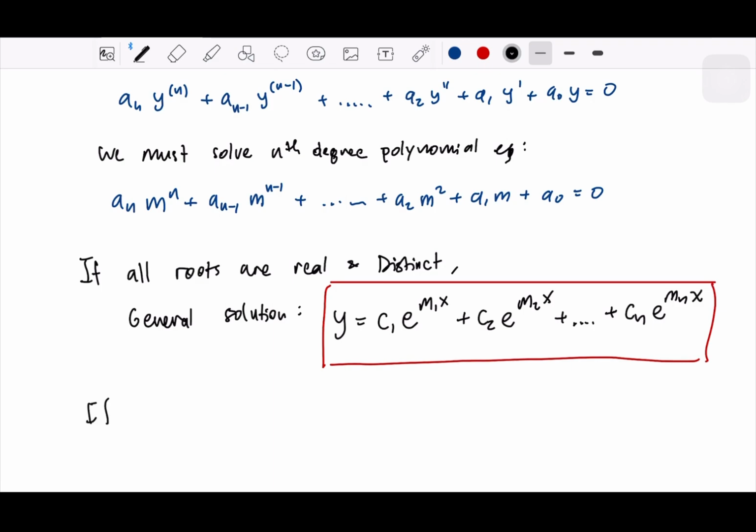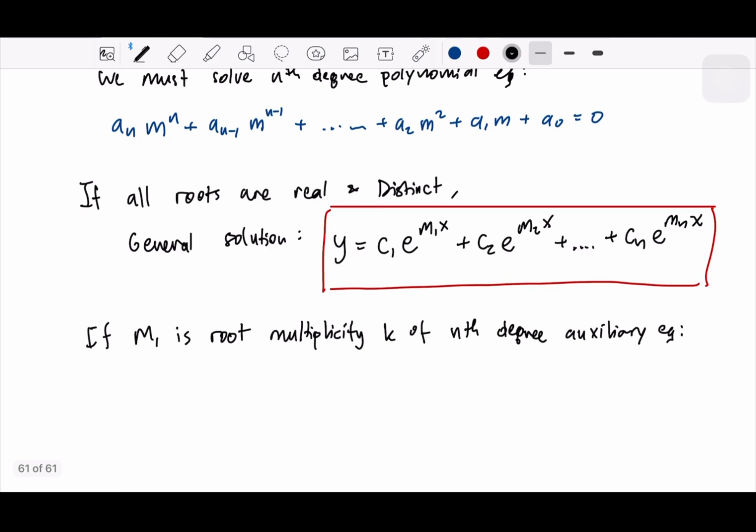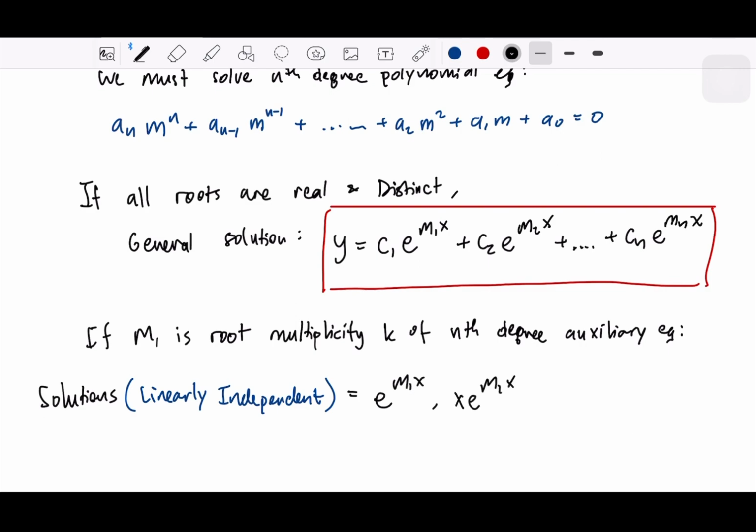If m1 is a root multiplicity, which means it's going to have another one having the same root multiplicity of k of the nth degree auxiliary equation, then the solutions that are linearly independent will be e^(m1x) and then x e^(m2x), as I mentioned before.